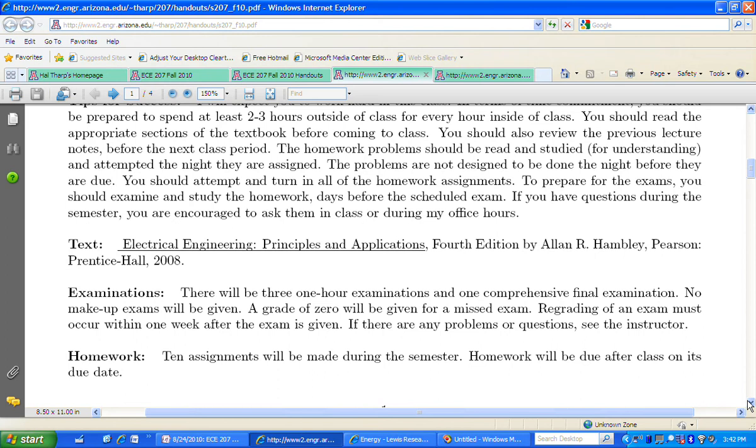If you sneak in, sit down quietly, and take notes the rest of the hour, then you can hand your homework in after class. If you want, you can hand it in before class. We'll just start a stack here, but don't come up during class and hand it in. Just wait until after class.